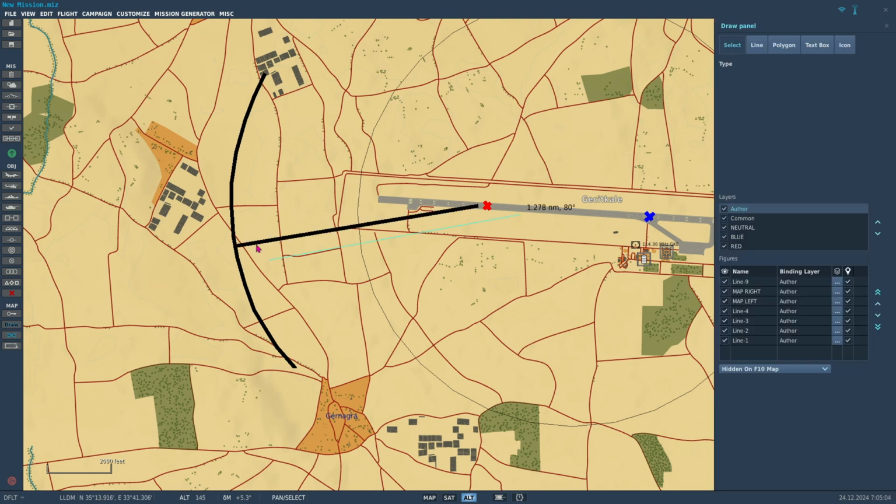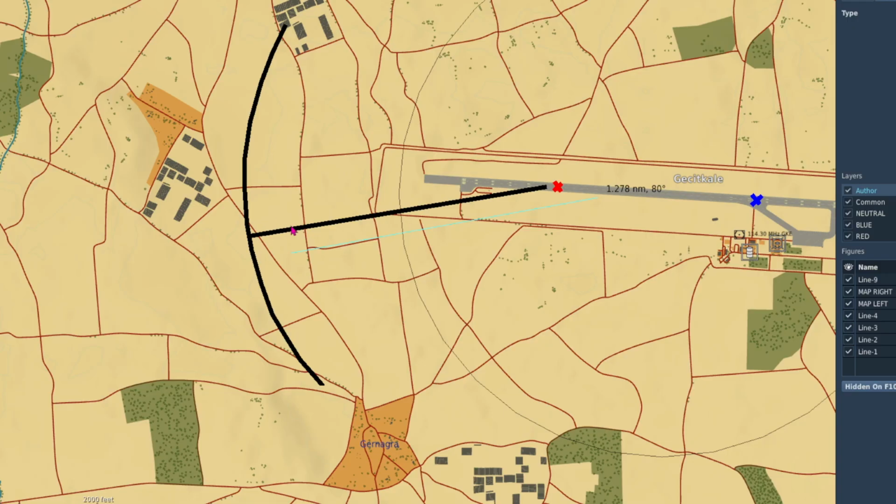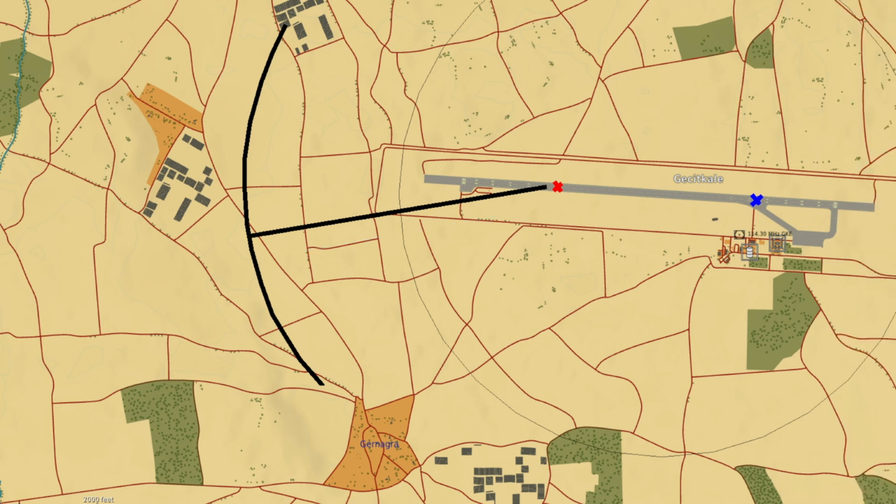Next thing to do is to shorten this line connecting the map with the DIMP according to the ground distance covered during the tracking phase. So I need to go back to my planning list to get the length from the map point to the release point. It is not what I'm showing here, it is the number 3,900 feet, which is actually the ground distance covered. And because the angle is so shallow, 15 degrees only, it's almost equal to the other number I was showing in the slide.